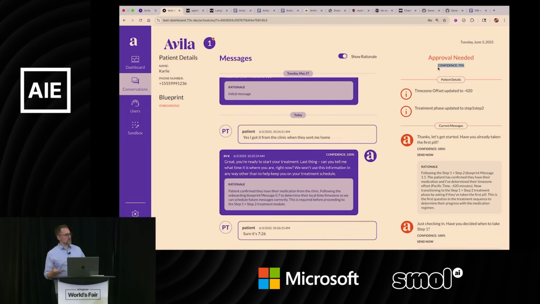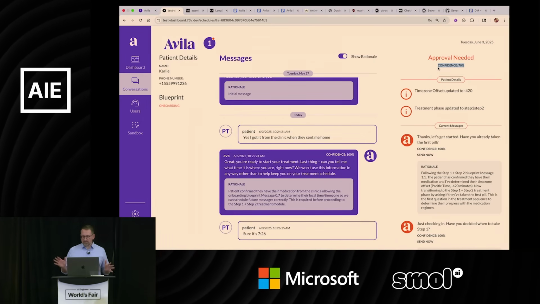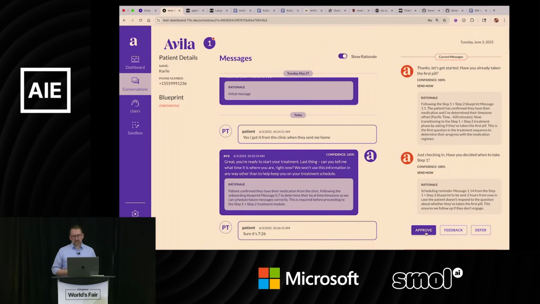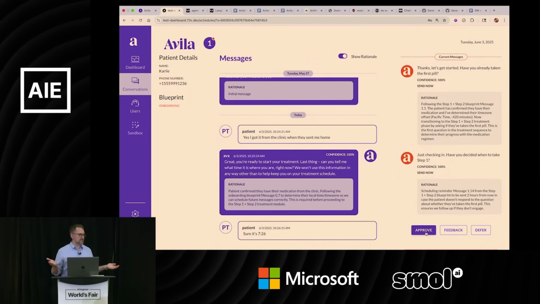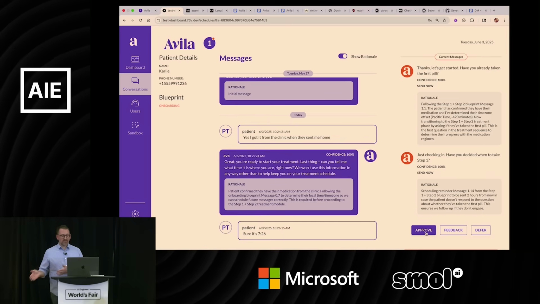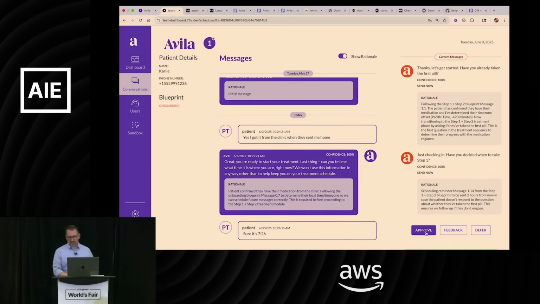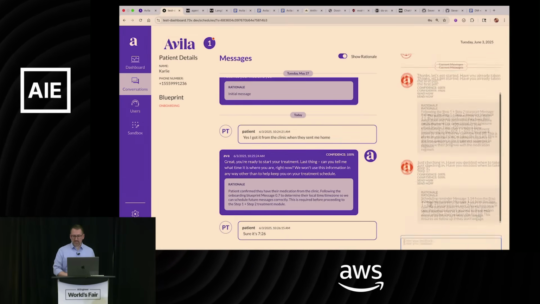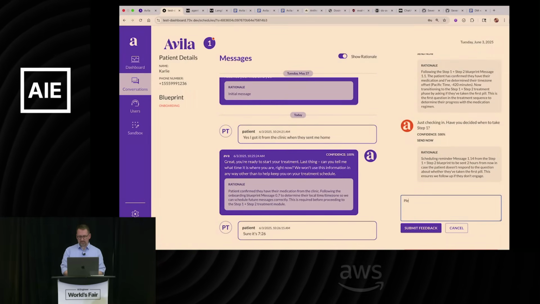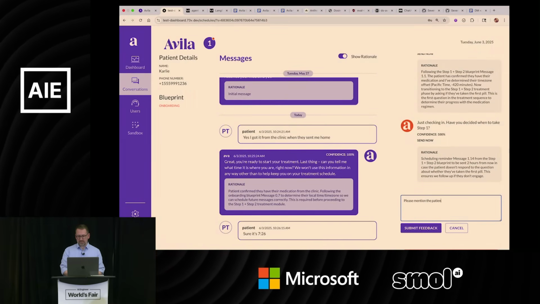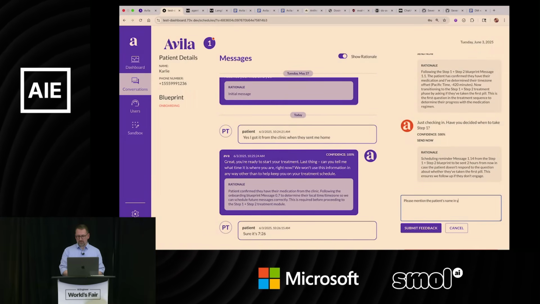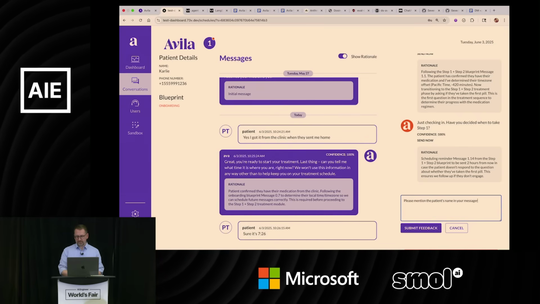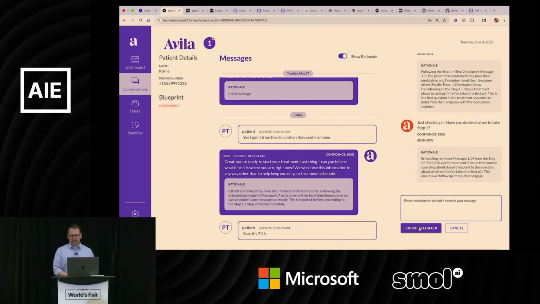So for anything that's below 75%, I stop and I ask a human to either approve, right? So if I were to approve this, it would just say, all right, these changes are fine. And in this case, the changes are fine. Or I could give feedback, right? I could say, and I'll try this now, and live demos be damned. Let's say, I want to say, please mention the patient's name in your message. So I'll say submit feedback, okay?